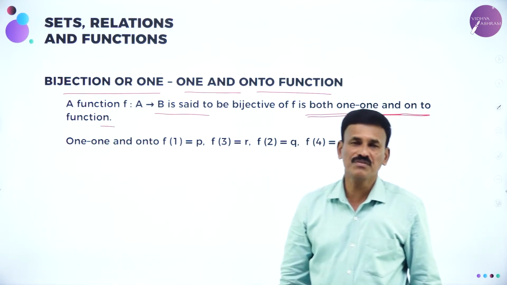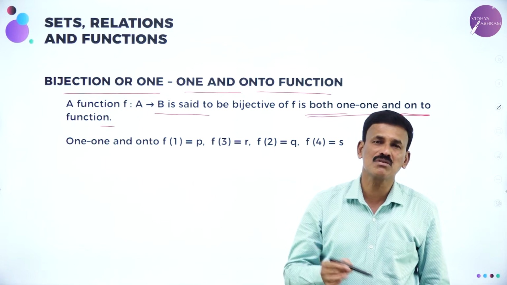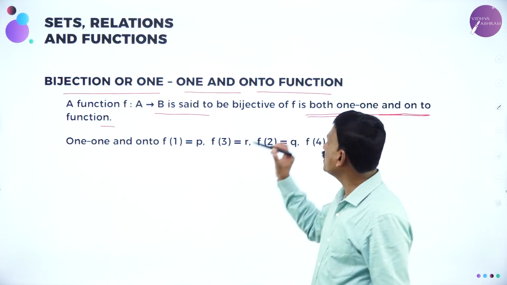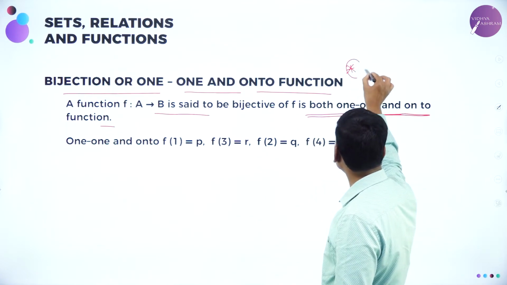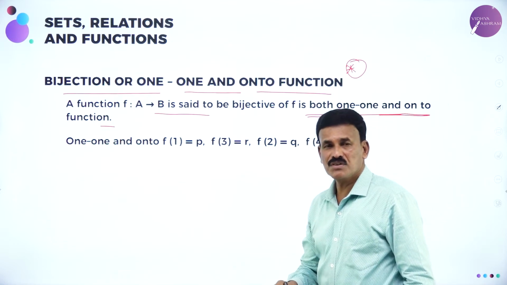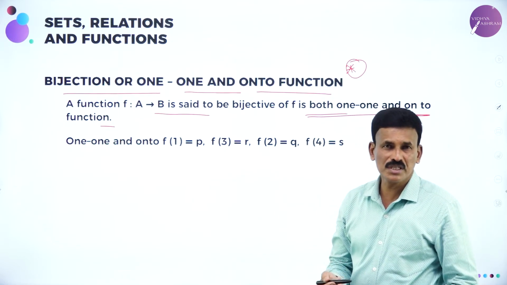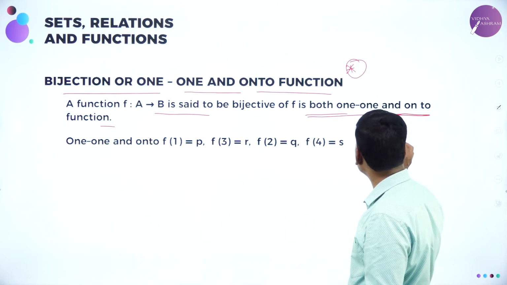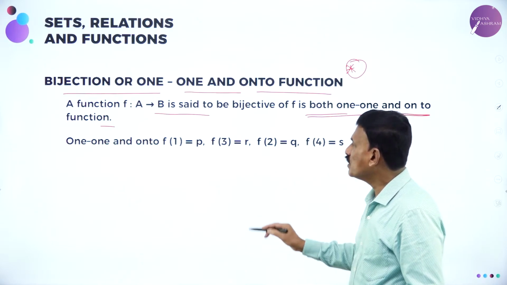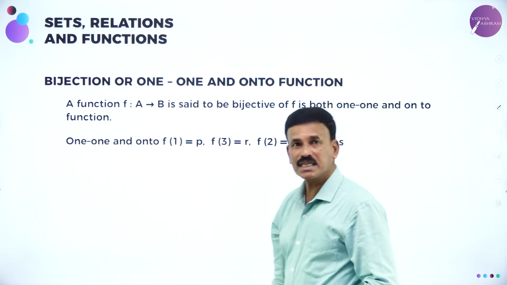A function f which is both one-one and onto is called a bijective function. Very important, they may ask for the definition of bijective for 1 mark. A function f from A to B is said to be a bijective function if f is both one-one and onto function.